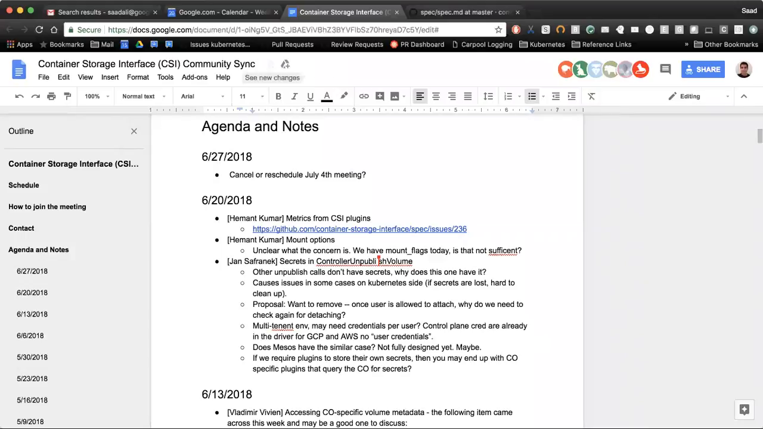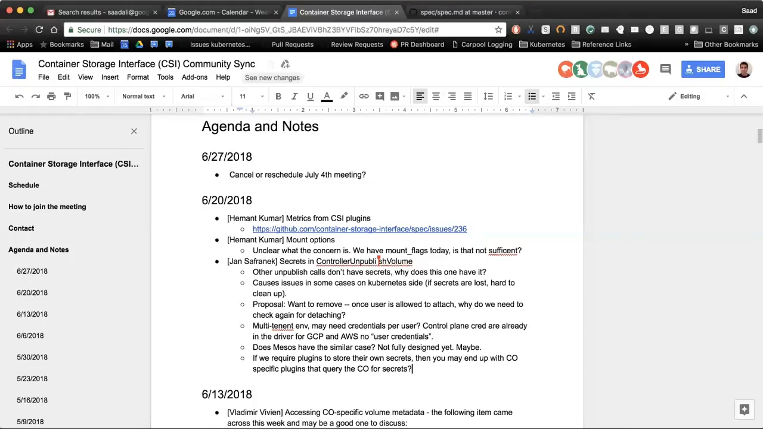I would think if a plugin requires credentials on the controller unpublish, and it received them on the controller publish, potentially it could store them and then reuse them. But regardless, secure storage is a non-trivial problem, right? And we haven't solved it in every CO. So what I would like to see is, are there actually concrete use cases for this?